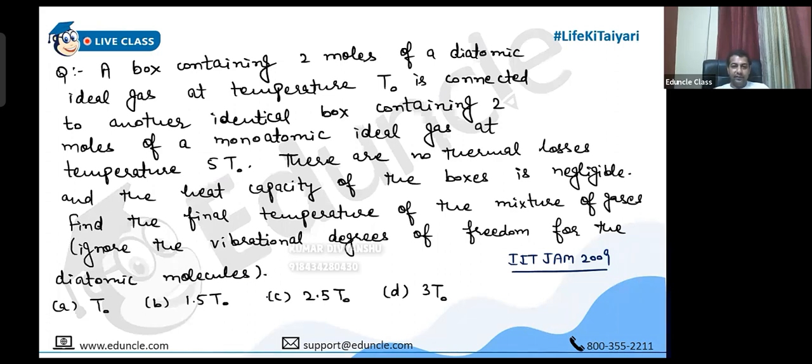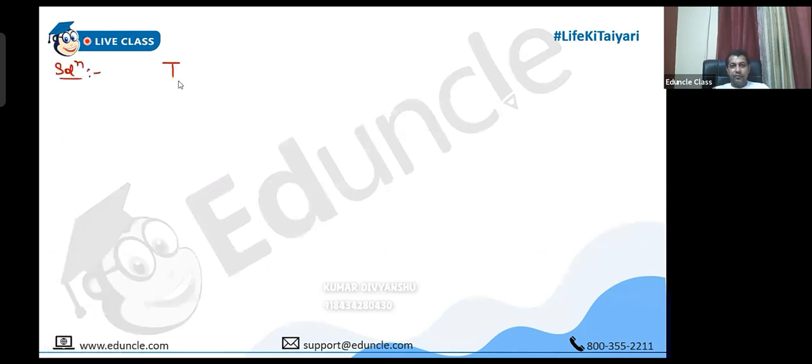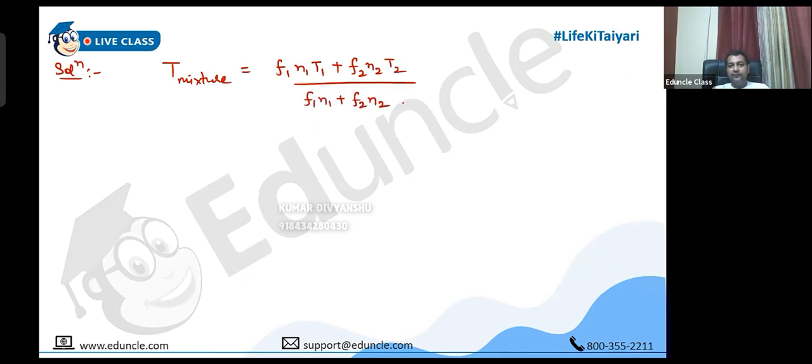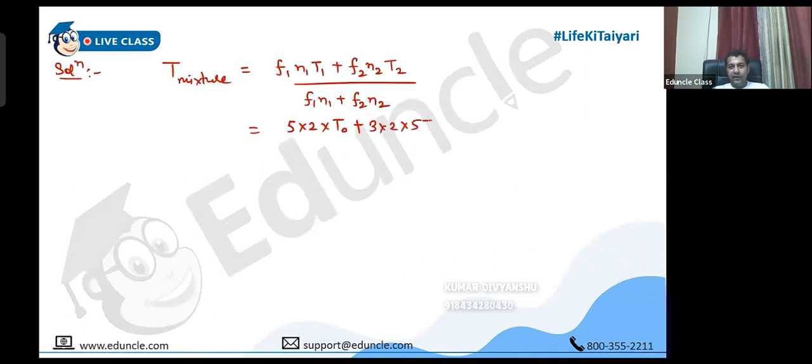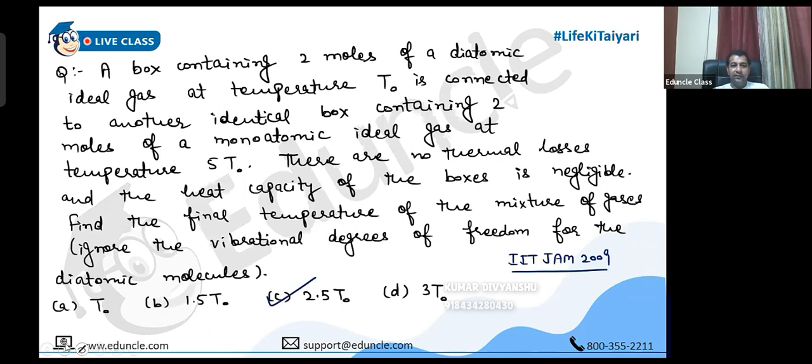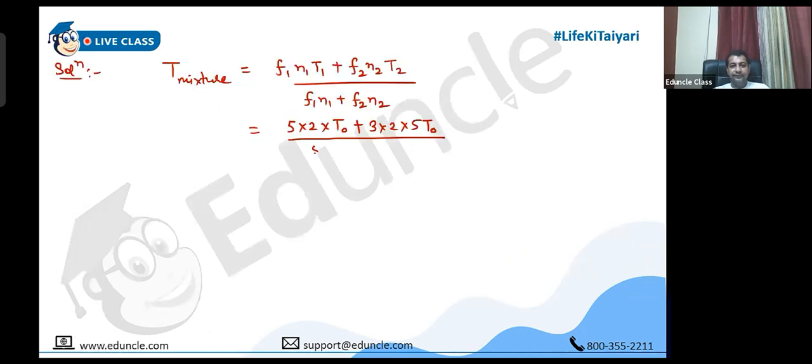Very good, Rita. So T of the mixture was F1 N1 T1 plus F2 N2 T2 by F1 N1 plus F2 N2. So the first gas is diatomic. It is P naught. The second gas is monatomic, 2 moles, 5 T naught. You can see how useful that formula is.